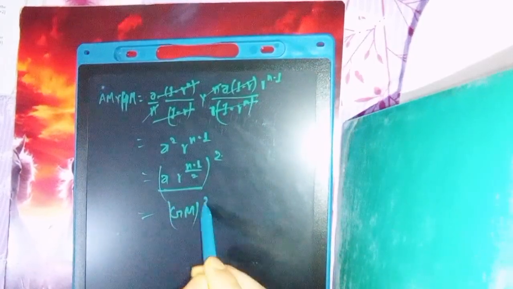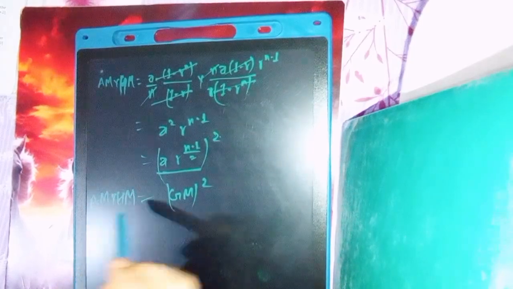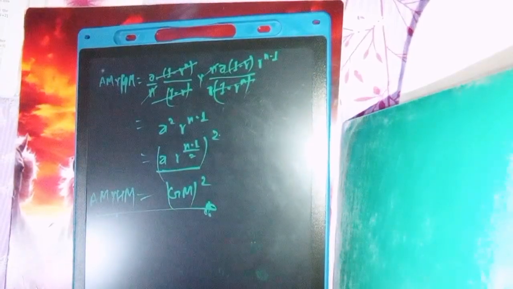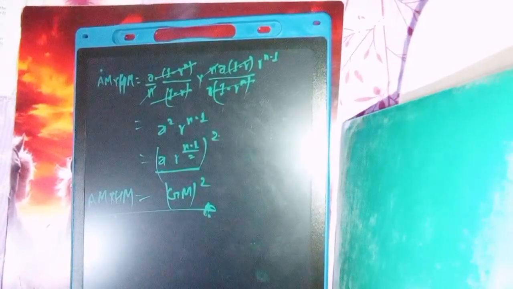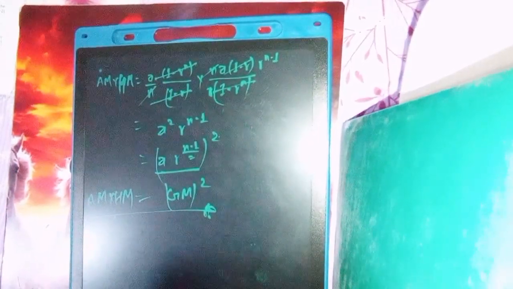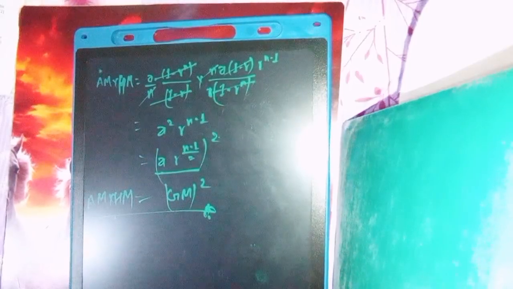So we can write GM square. We already proved one thing: AM times HM is equal to GM square. This is the formula, and now we will prove that arithmetic mean will be greater than geometric mean, which will be greater than harmonic mean, unless n is equal to 1, when they all will be equal.